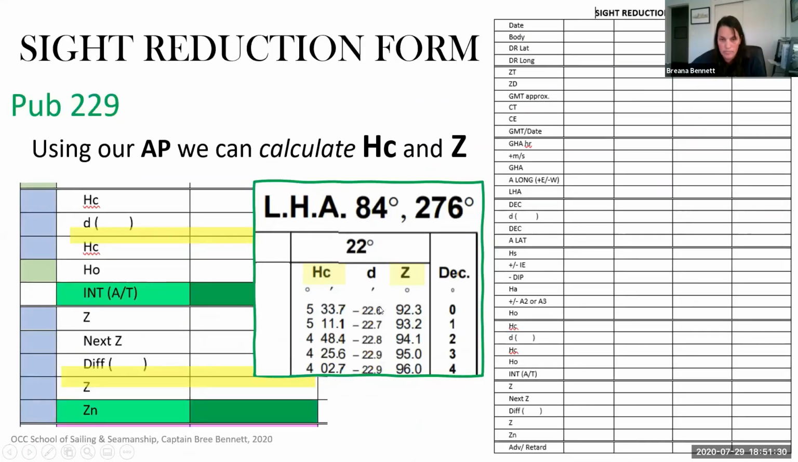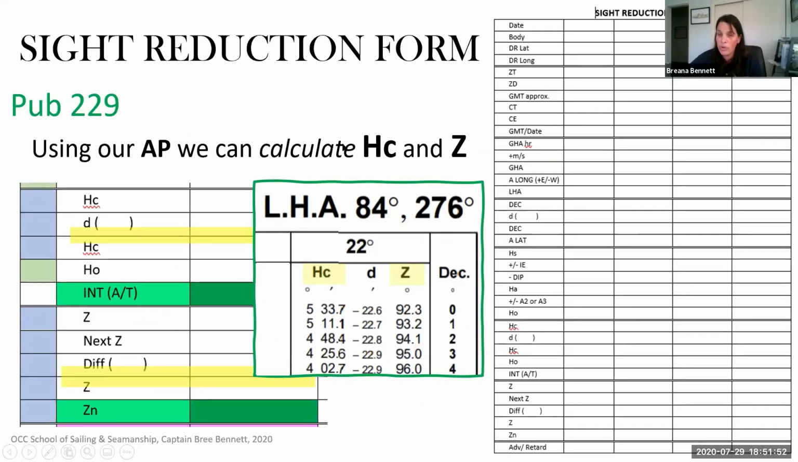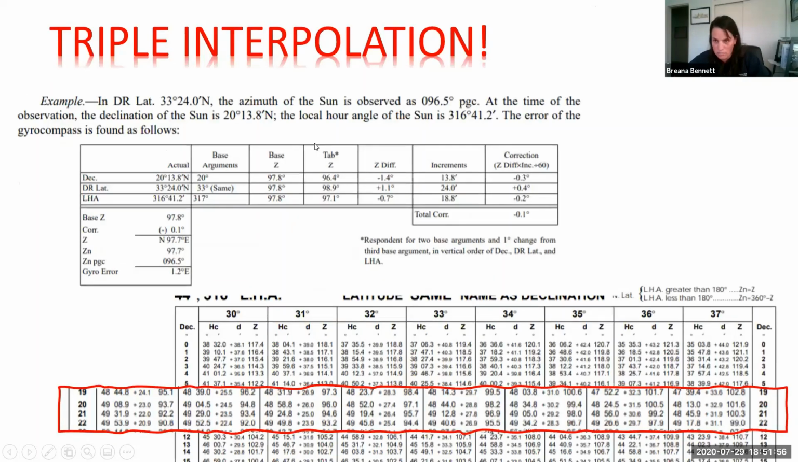So our declination doesn't go by time. First I'm going to say, we have 3 values on this page, right? We have LHA, latitude, and declination. We have 3 values, where before I was just looking at 2 values, time and temperature. But now we have 3, so we're kind of doing a triple interpolation.